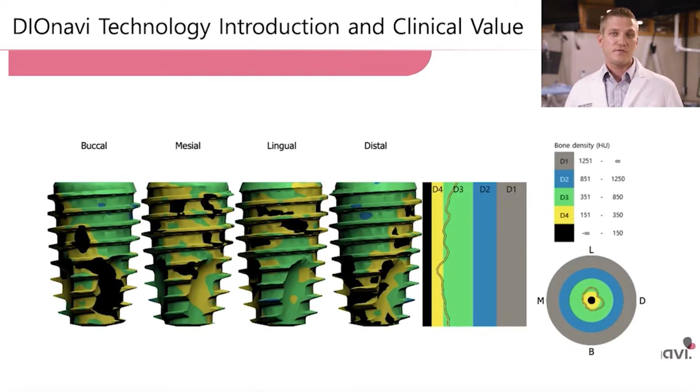Another unique thing with DIOnavi, when they send my surgical reports with me, I get a structure map just like this that shows me how dense the bone is going to be around the body of my implant. If I'm preparing for my drilling protocol, whether I want to undersize the osteotomy or make it a true size, if I'm considering primary stability for immediate loading, a topography map like this helps me understand what type of density we're going to be experiencing while drilling.